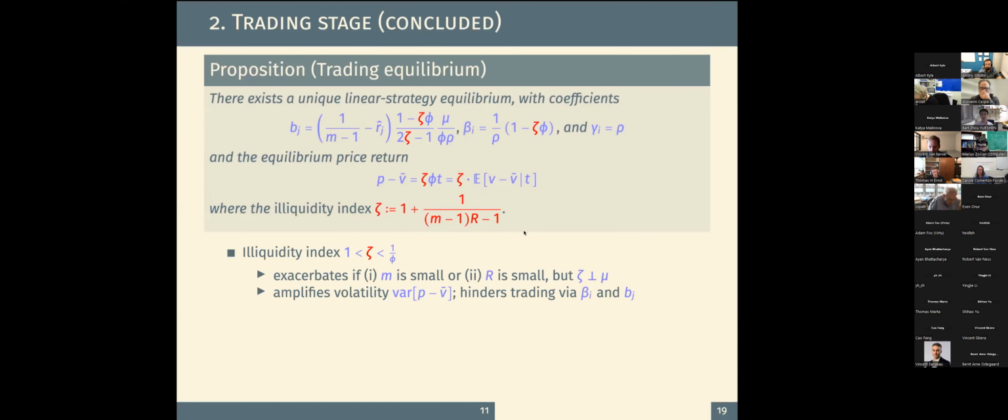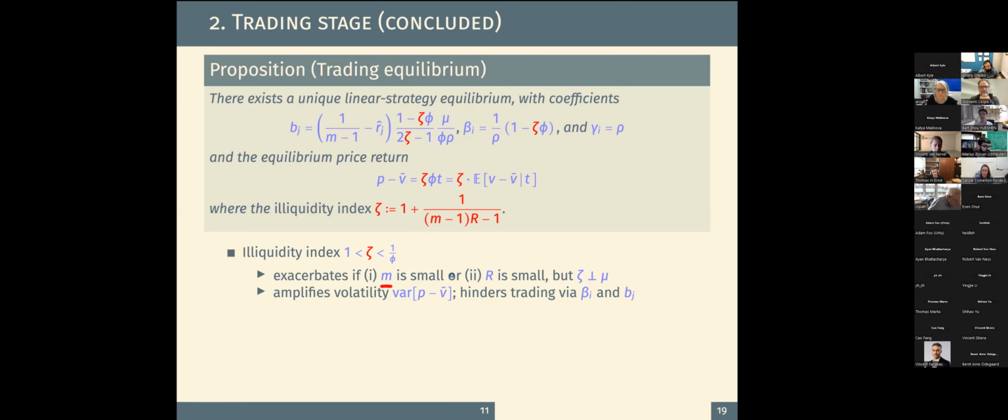Okay. Here are some intuition or insight coming from this expression. Zeta is going through everything, right? So it's going through the price, it's going through the liquidity supply aggressiveness, and it also goes through the liquidity demand aggressiveness beta. And it is strictly larger than 1, right? So illiquidity is particularly high if there are few market makers, which is very intuitive. If the market makers don't exist, then they don't compete, and the illiquidity becomes high.